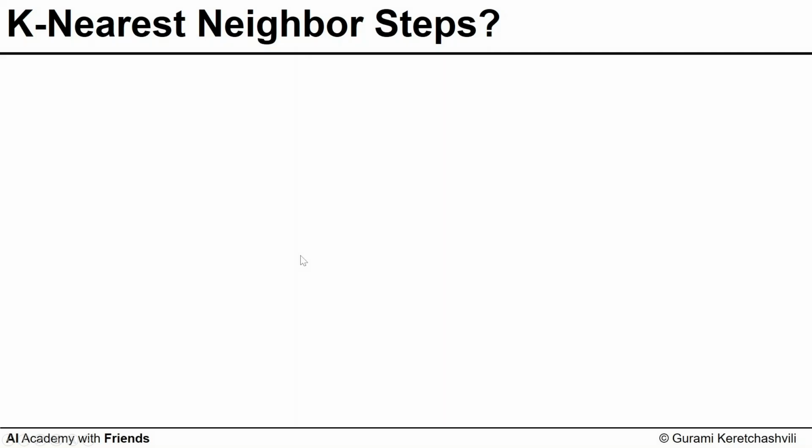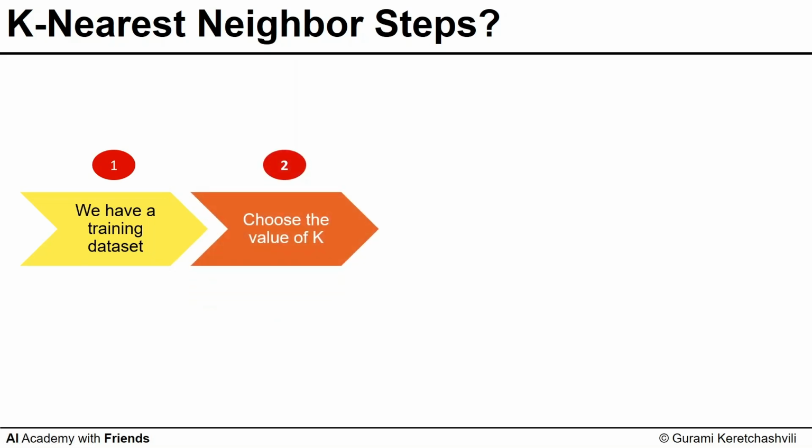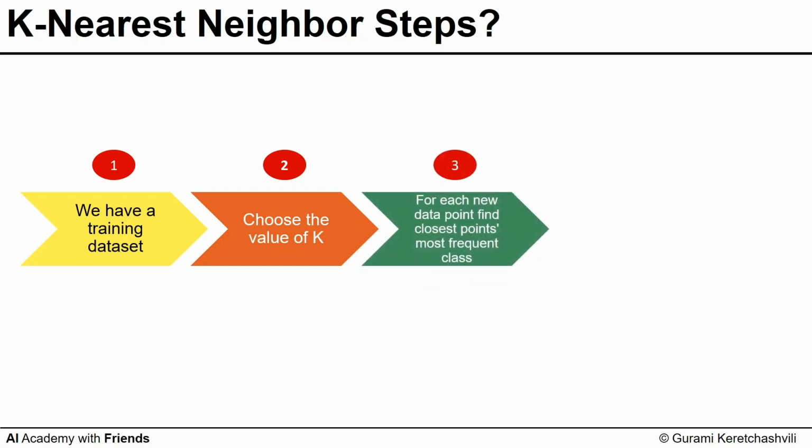But before, let's discuss a step-by-step tutorial of how the algorithm works. First step is to get the training data, which is logical because without the data, it's impossible to create any machine learning model. Second step is to choose the value of k, which should be an integer. The value of k will have an impact on the prediction result. And the final step is to find the closest points and the most frequent item class for every new data point.